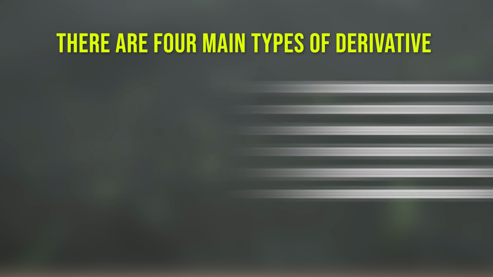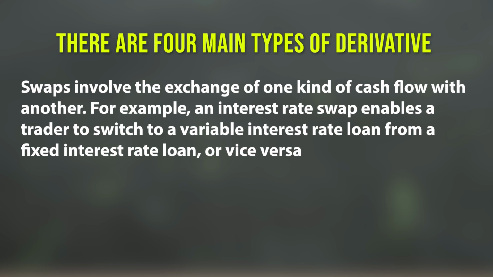And last one is swap. A swap involves the exchange of one kind of cash flow with another. For example, an interest rate swap enables a trader to switch to a variable interest rate loan from a fixed interest rate loan or vice versa.